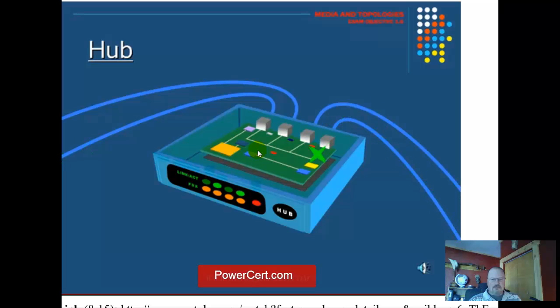There are 2 different types of hubs, passive and active. A passive hub does not require any power, but an active hub does require power.